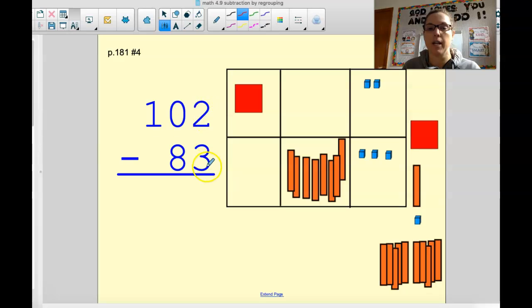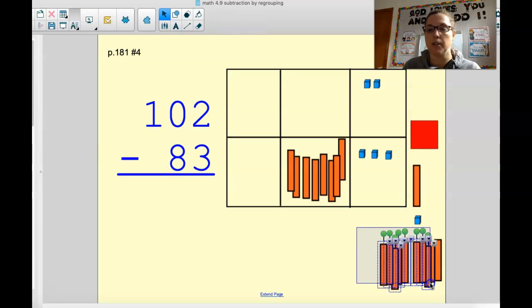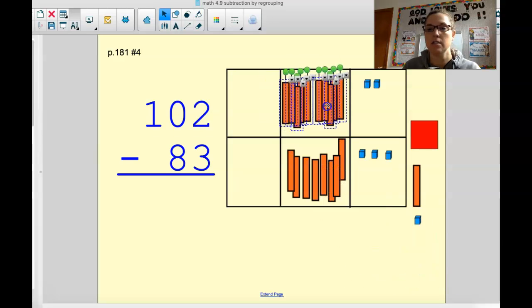2, take away 3. Do we have more on the top or more on the floor? We have more on the floor. So we need to go next door and get 10 more, but it's a 0. We can't take anything away from 0, so we have to go all the way to the hundreds place. So we're going to get that 100 and bring it into the tens place. I'm going to swap our 100 for our group of 10 tens.